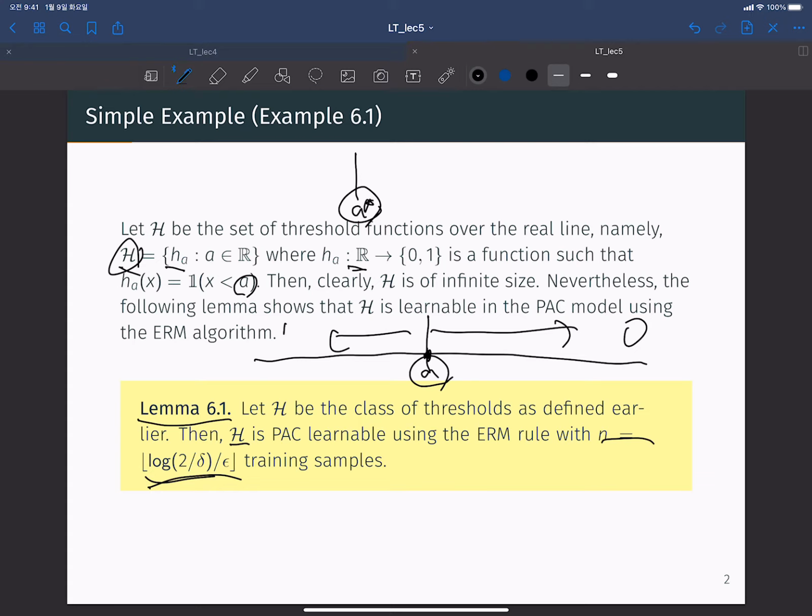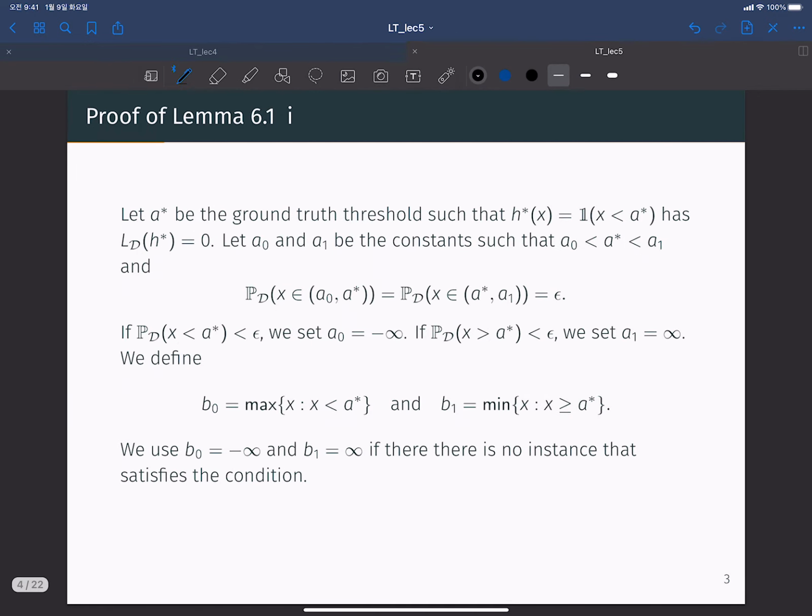But in this case, we know the true hypothesis has this shape. We know the true hypothesis is a threshold function with ground truth threshold a star. Of course, we don't know what a star is at the beginning, but from this information the true function follows a very simple generation rule. We can learn something, and that is Lemma 6.1, and the proof is also very simple.